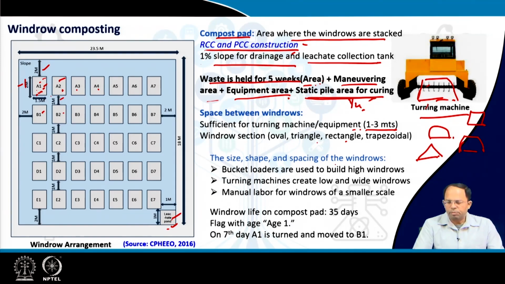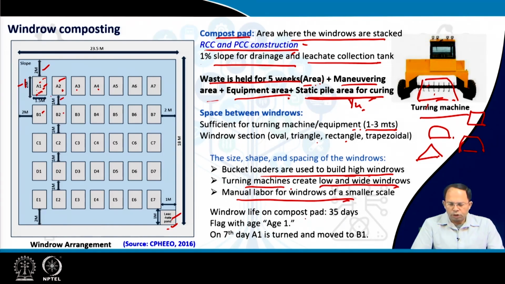The size, shape and spacing of windrows depends on the bucket loaders used to build, or turning machines and so on, right? If you are using bucket loaders, you can build very high windrows because you can lift the garbage and put it. Turning machines cannot lift, they just turn the garbage. So these are low and wide windrows. Manual labor, usually in smaller scale operations, we can go with manual labor as well.